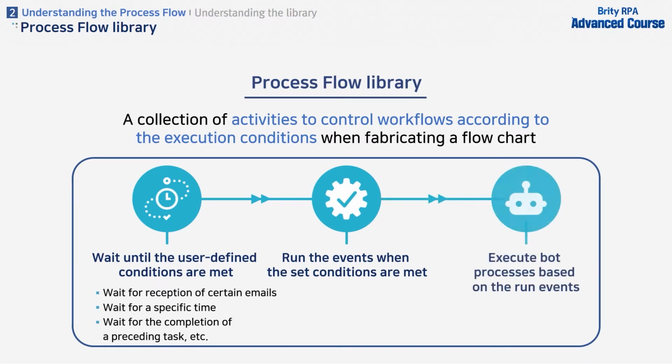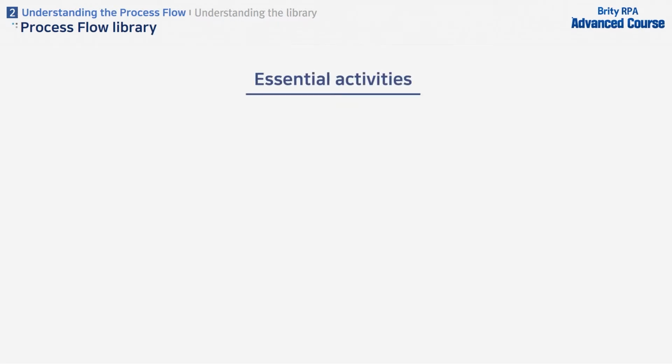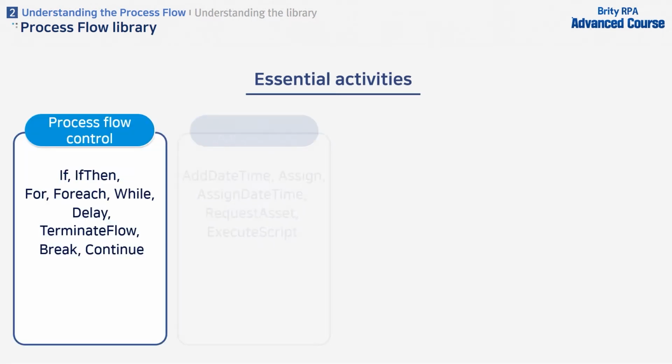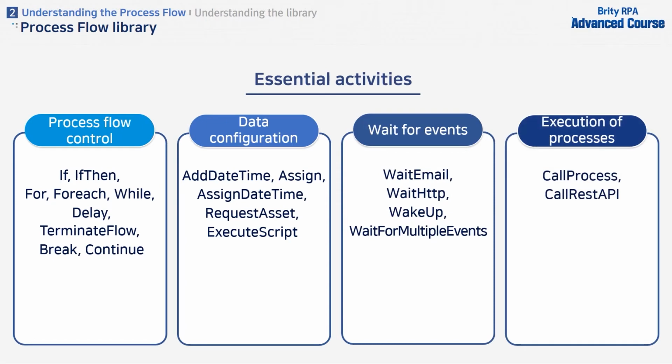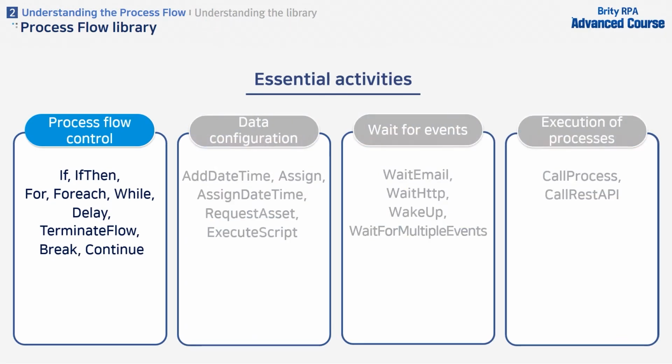Then, you can design the flow to allow the bots waiting for executions to proceed with the subsequent processes based on the events occurred. Essential activities include those for controlling process flow, configuring data, waiting for events, and executing processes. Let's first take a look at the activities for controlling process flows.